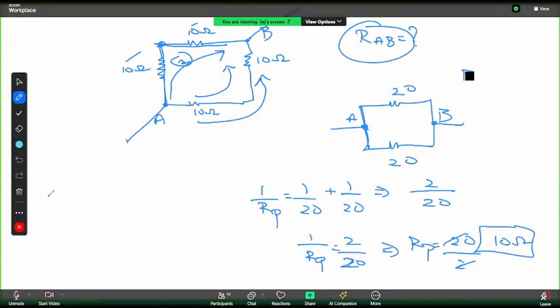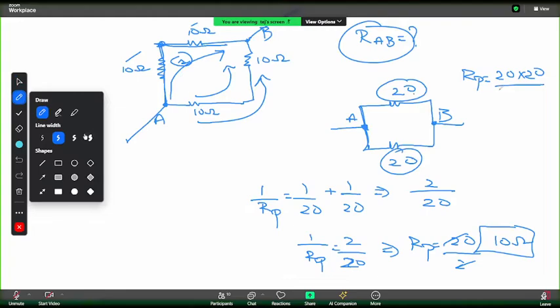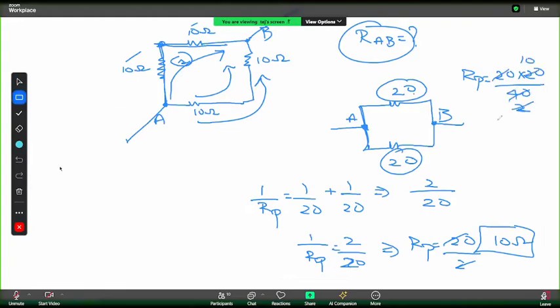You can directly write RP equals 20 into 20 by 20 plus 20. Okay, the shortcut goes like this. You multiply both the resistors if they're in parallel, 20 into 20, divided by 20 plus 20. 20 plus 20, the answer is 40. So 20 times 1, 20 times 2, 2 times 1, 2 times 10, RP equals 10 ohm. That's the meaning of this.